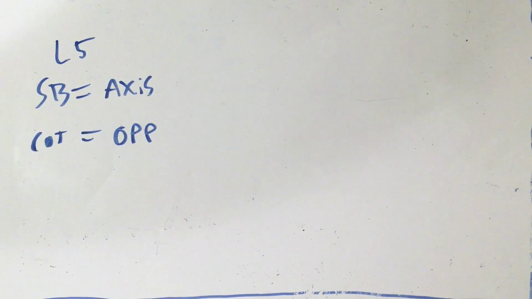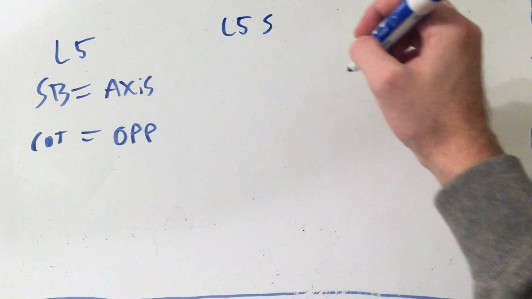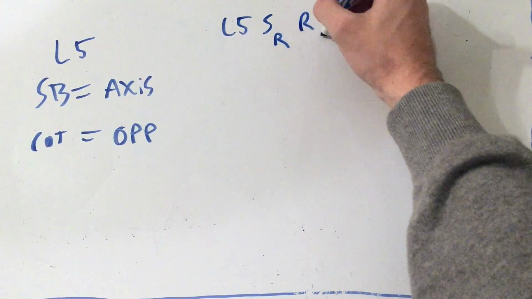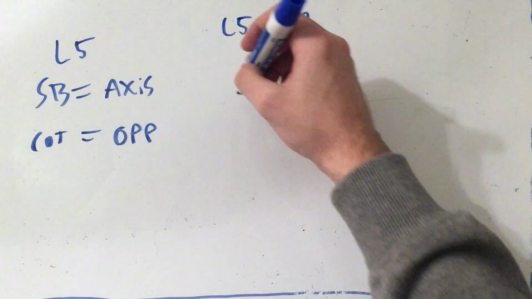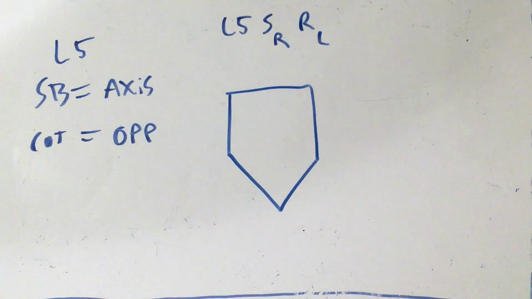So let's say that you have an L5 and it is side bent to the right and it is rotated to the left. So from here, what I'm going to do is draw out my sacrum, just like always.